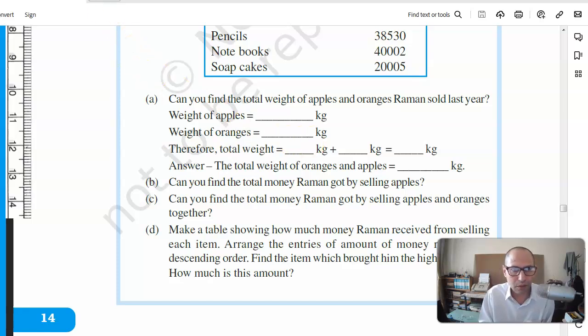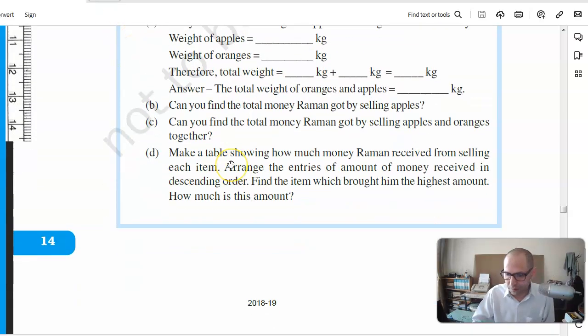So that's essentially that. And then the next part of this question is, make a table showing how much money Rahman received from selling each item. And so arrange the entries of amount of money received in descending order. Find the item which brought him the highest amount. How much is this item?